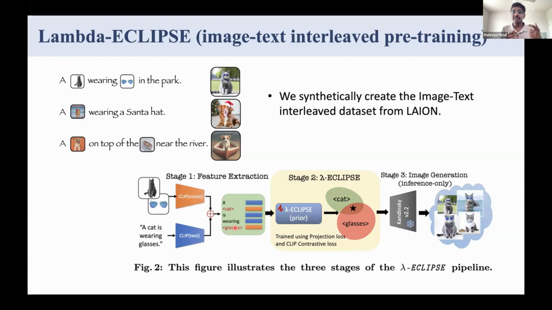So what we did was we created a synthetic data set using existing data sets such as LAION, and we created, like, a cat wearing particular sunglasses in the park. So we get this interleaved image-text pairs, we add the corresponding features, and then we train the Lambda Eclipse model with this synthetic data set.